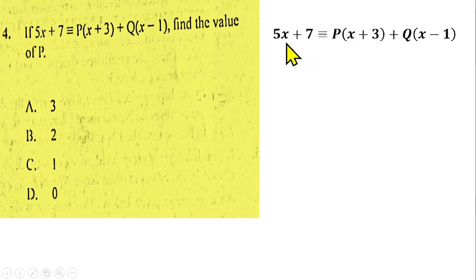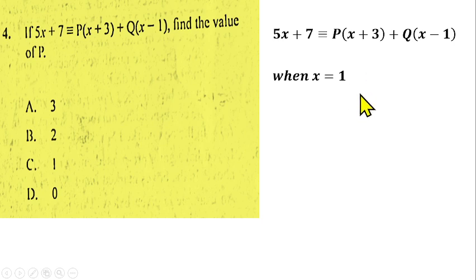From our question, we have 5x plus 7 equivalent to p into x plus 3 plus q into x minus 1. You have to find p. So that means we need to look for a way of eliminating q. And how can we eliminate q? By making x equal to 1. So 1 minus 1 will give us a 0 here, so everything here becomes 0.